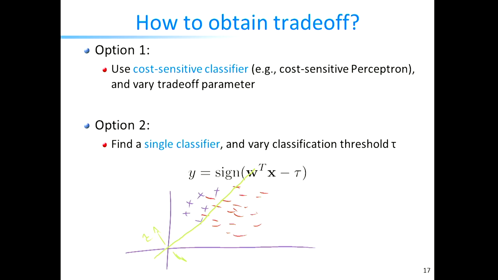That's a cheaper and often still effective way of achieving this kind of trade-off. It will give you different solutions. These are all now parallel to w. In general, using option one, they're not always parallel. Yes? Would this tau be some kind of a priori knowledge from some of the classes? Yeah, so now the question is where do you get tau from?